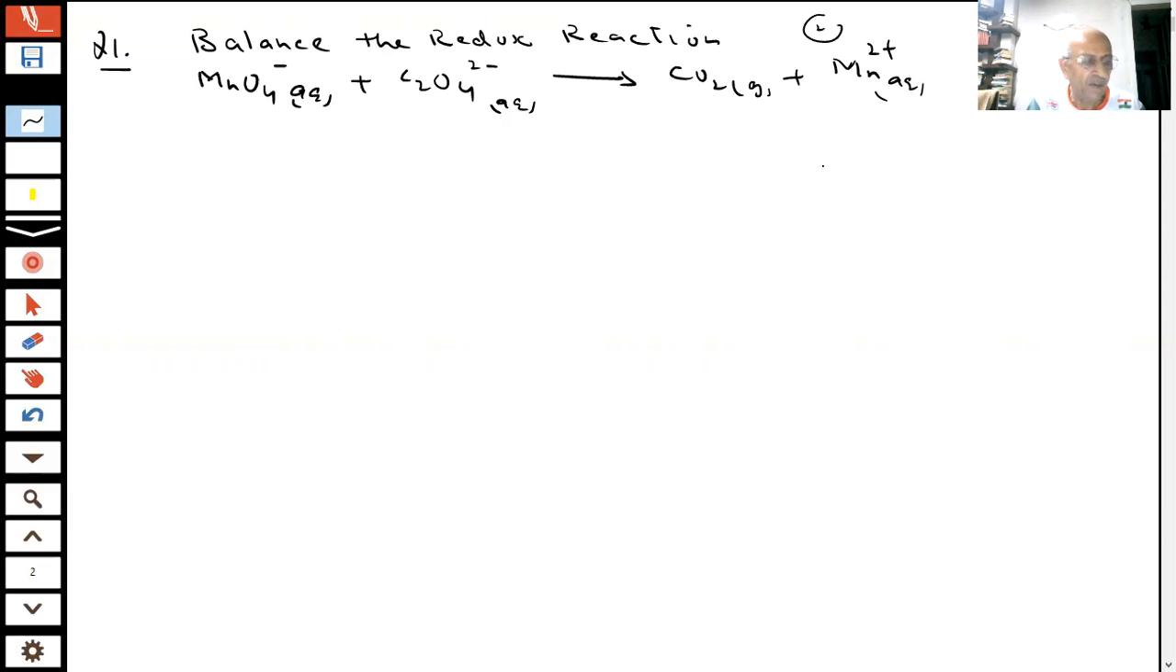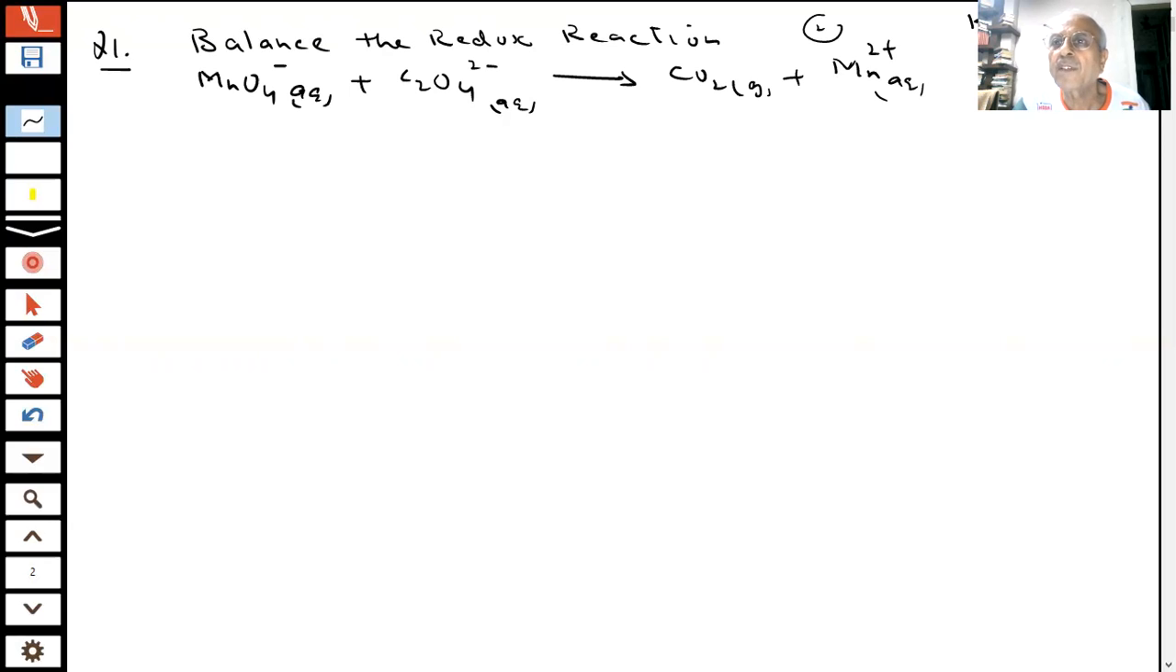Okay, now what is the answer coming, students? Balancing the redox reaction: potassium permanganate, MnO4 minus, with potassium oxalate, C2O4. Potassium permanganate is an oxidizing agent used in the chemistry lab. You should know that if I tell you MnO4 is used as an oxidizing agent in the chemistry lab, students.